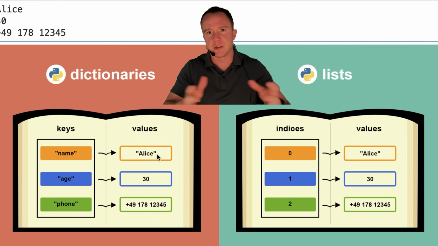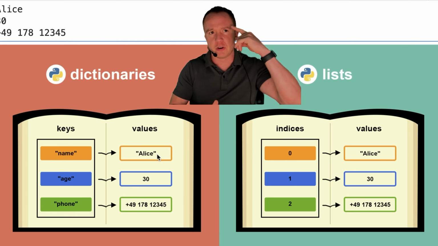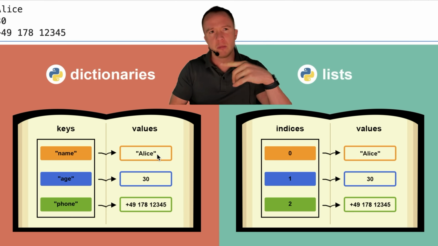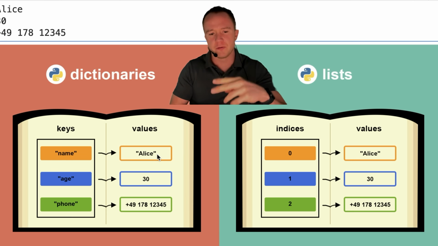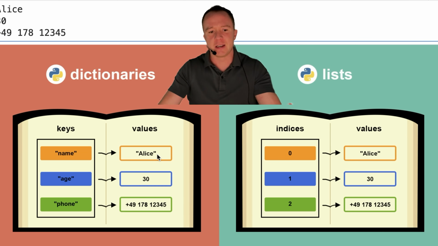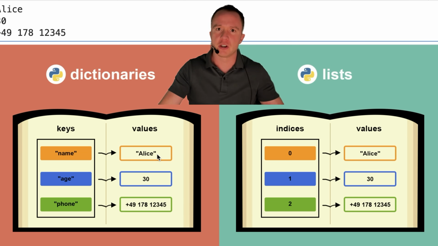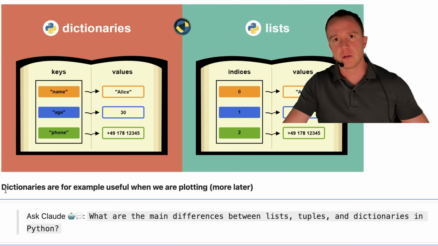In principle, you can save the same type of data in there, but instead of having to remember that 0 was the name, 1 was the age, 2 was the phone number, here you can give it names that actually mean something to you that you will remember. You can access them with name, age, and phone. We will be using dictionaries again in the Matplotlib section of this video, so chapter 9.